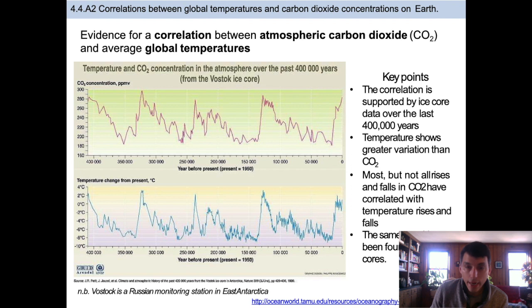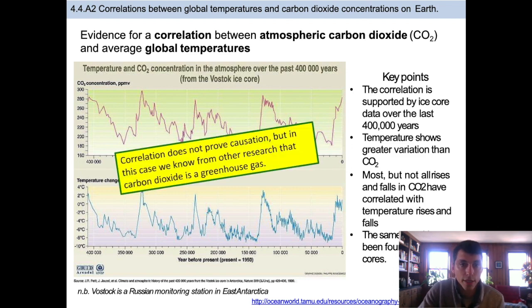And this is not only from this ice core. This same trend has been found in other ice cores. We see this pattern of CO2 falling, temperature falling, CO2 rising, temperature rising, and we get that throughout all of our data. So there is very strong evidence that atmospheric carbon dioxide is quite closely related to average global temperature.